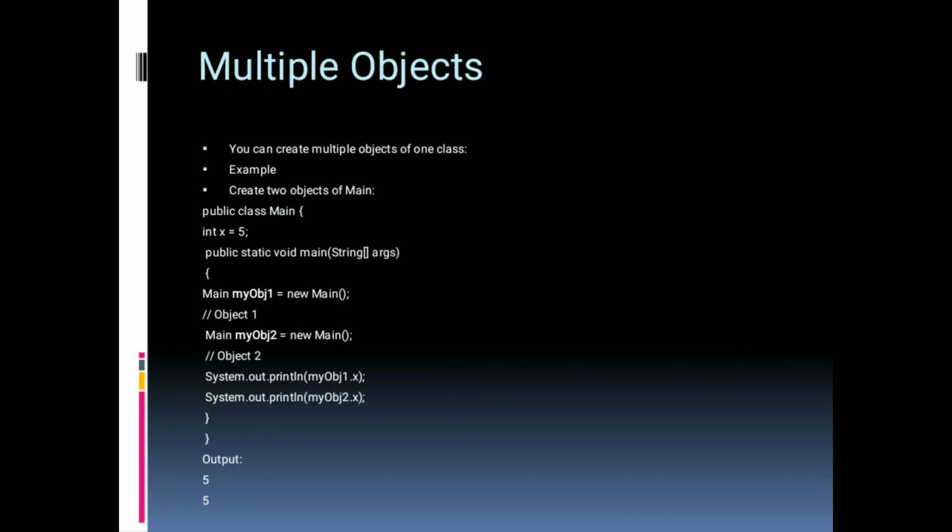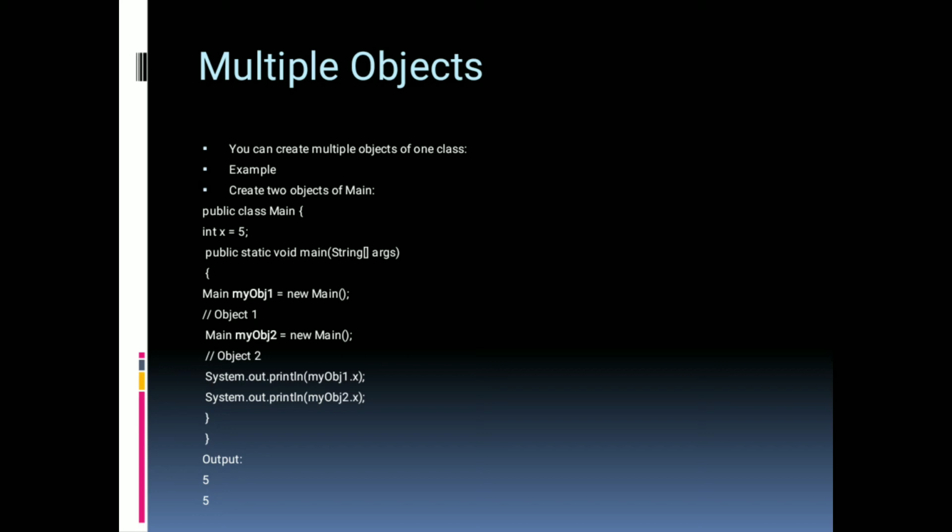Multiple objects. You can create multiple objects of one class. The class will be one only, but in the class we can create many objects. One or more than one object we can create.